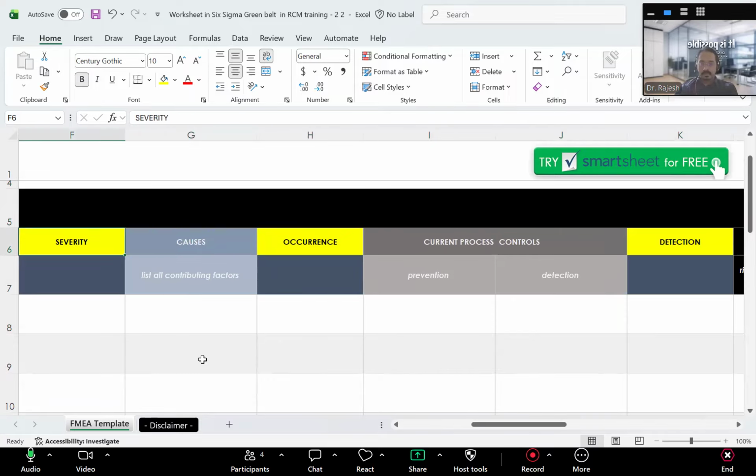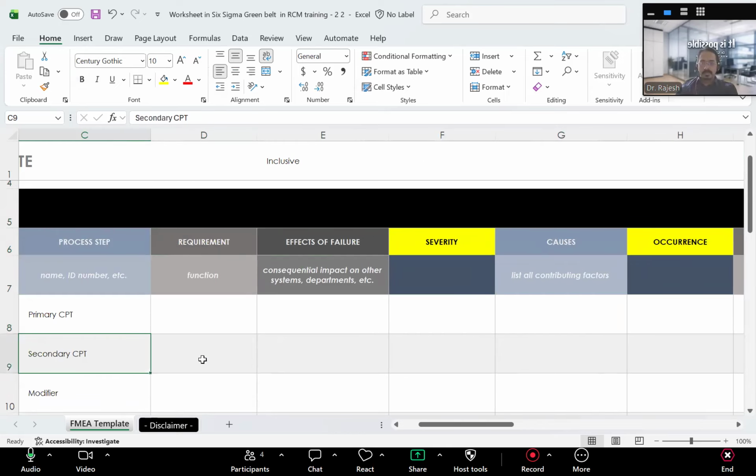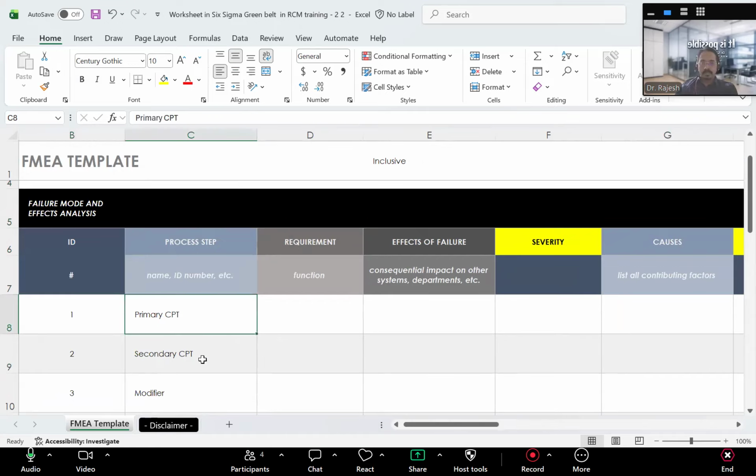I'll tell you what the problem is here. When it comes to your inclusive denial, how severe is it? In your process, the primary CPT and secondary CPT code will play a major role in your inclusive denial. For severity you have to give a ranking from 1 to 10. For example, primary and secondary CPT code is my inclusive problem.